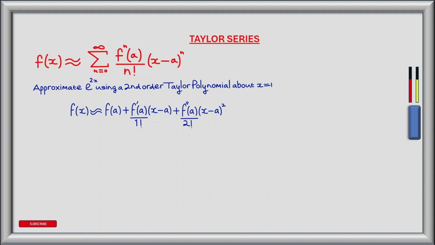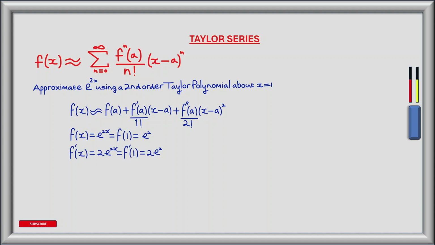This will give us the function evaluated at a plus the first derivative of the function evaluated at a divided by 1 factorial and multiplied by x minus a plus the second derivative of the function evaluated at a divided by 2 factorial and multiplied by x minus a all squared. Let's start by evaluating the first term, f of a. We know that f of x equals e to the power of 2x, so when x equals 1, f evaluated at 1 gives us e squared.